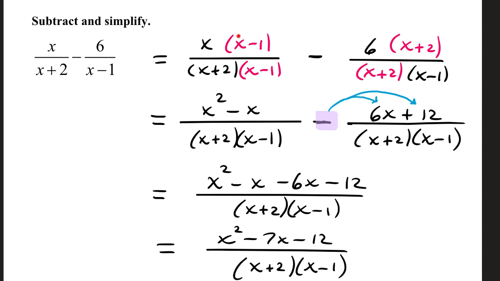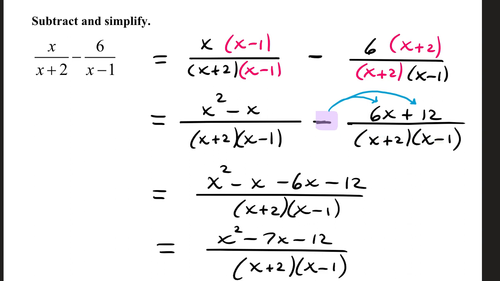X times x minus 1 is x squared minus x over the denominator that we forced. 6 times x, 6 times 2, that's 6x plus 12, over the denominator that we have forced to be common. Notice that now our denominators match.